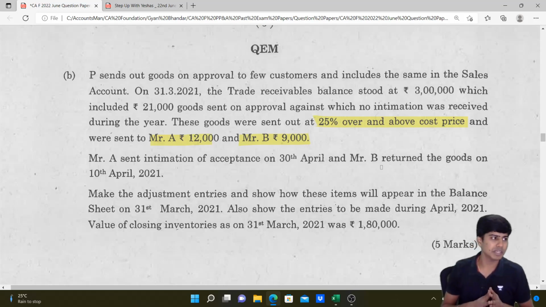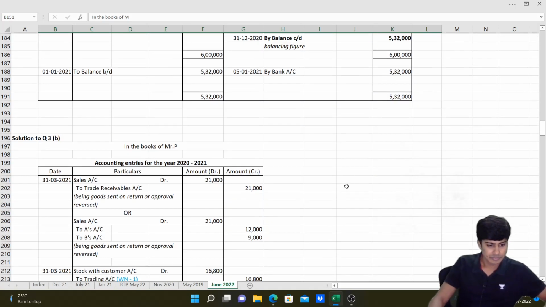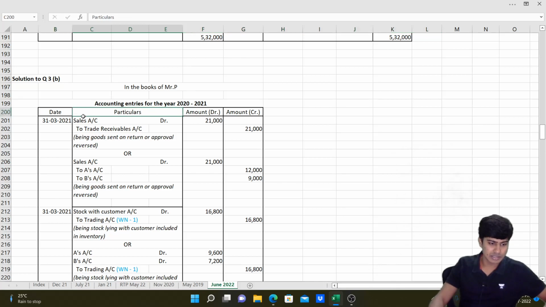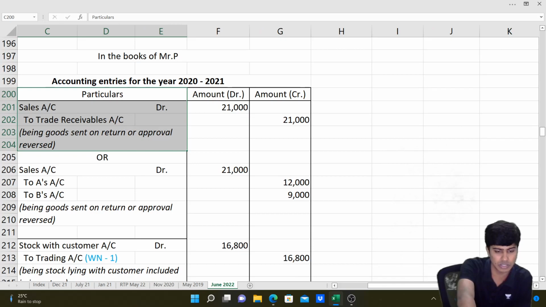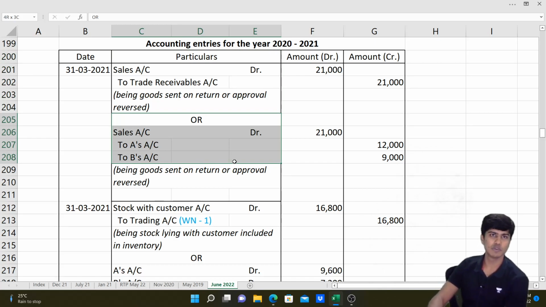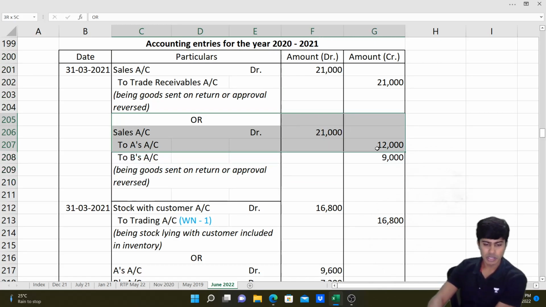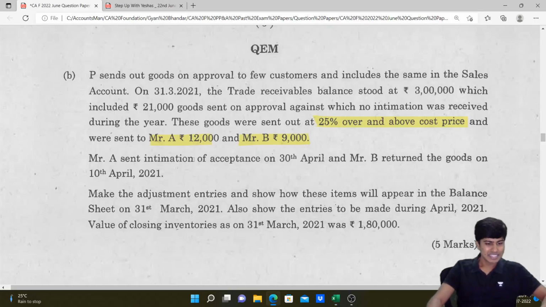So our entry can be sales account debit to trade receivables or debtors 21,000, or our entry can be sales account debit to Mr. A 12,000 and Mr. B 9,000. Let's have a look. You can either write sales account debit to trade receivables, or you can choose to write in detail: sales account debit to A account, to B account. Either way, you will fulfill the answer. So 21,000 is the total amount, 12,000 for A and 9,000 for B. Great. Then let's go to the next one.